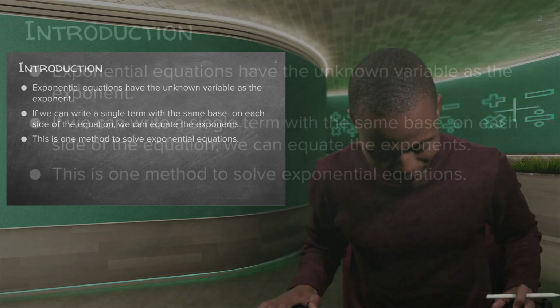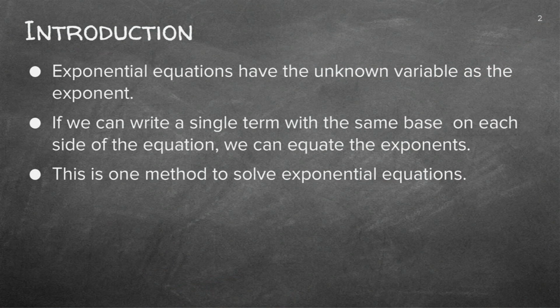So the first part of our lesson today will look at understanding what exponential equations are. Exponential equations have an unknown variable, but they must have the unknown variable as the exponent. So the exponent becomes an unknown. If you have 2 to the power of x equals any number, that is an exponential equation, because the unknown value is the exponent.